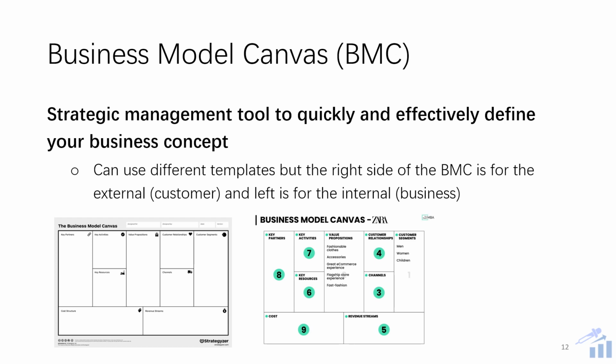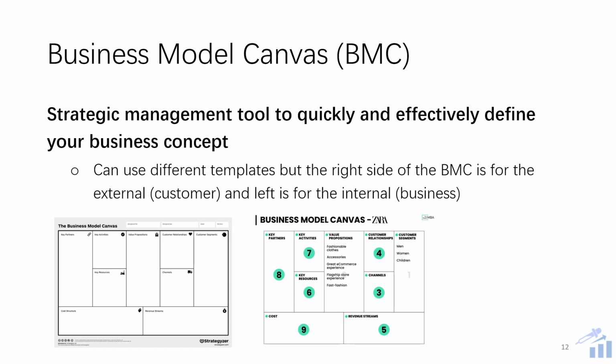Now, the second step would be to identify your customer segments. Define the specific groups of people or organizations your business aims to serve. Identify their needs, their preferences, and their characteristics. Then go on to define your value proposition. We've talked about that already in this course, but clearly articulate the unique value your product or service provides to your target customers. Understand how your offering solves their problems or fulfills their needs.